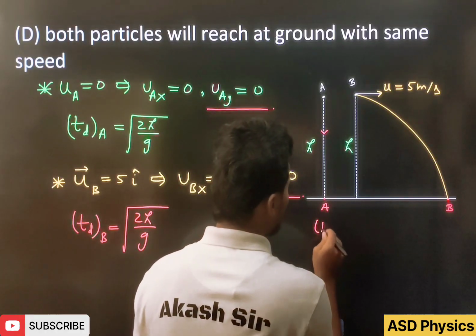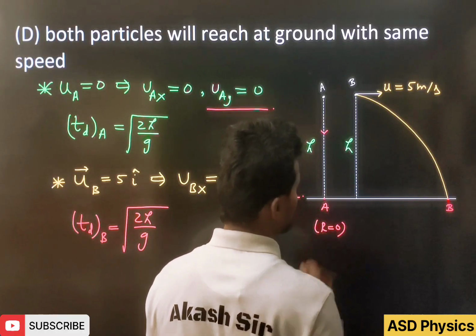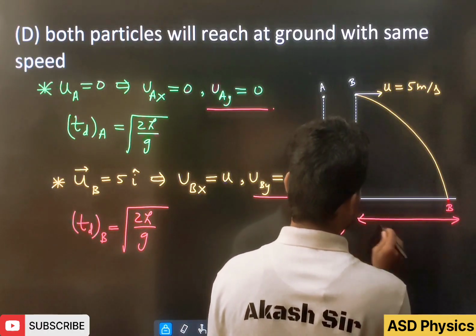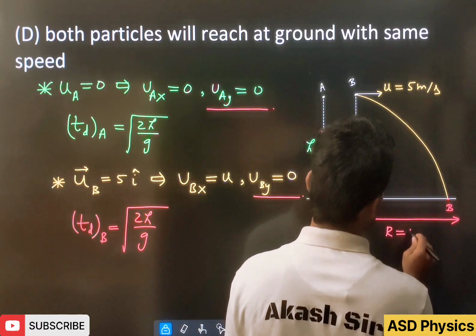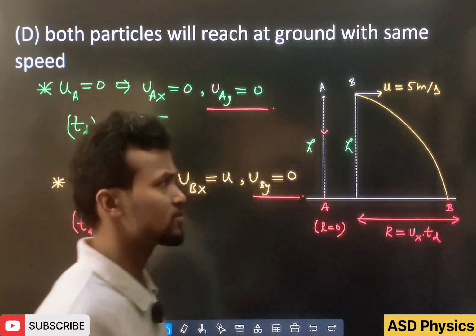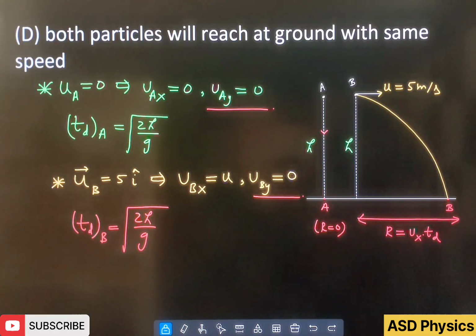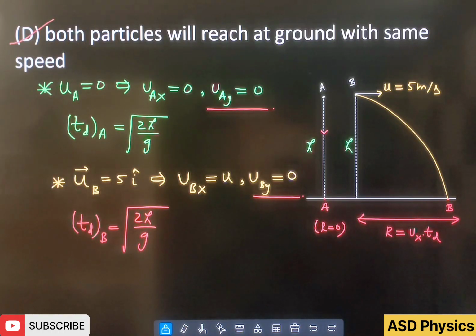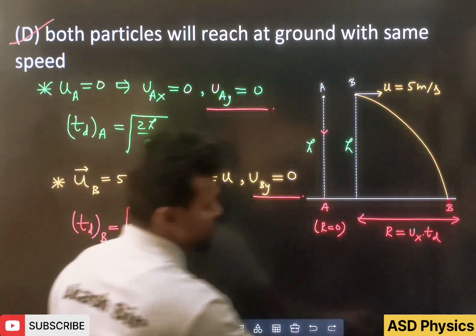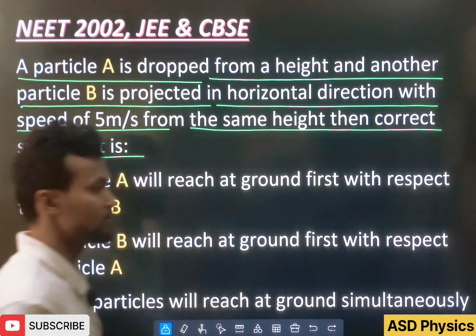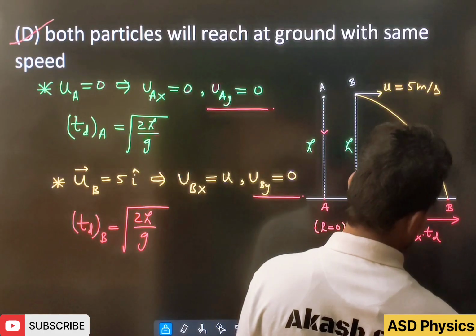So we can tell both will reach the ground at the same time. But the range for A will be 0 because there is no horizontal component, while for B the range will be this much. And the range formula is Ux into Td. They did not ask for the range, so we don't bother here. So which option will be correct here? You can see the options are here itself. Both particles will reach the ground with the same speed. This is our question, so remember it, very important. It was asked in NEET 2002.